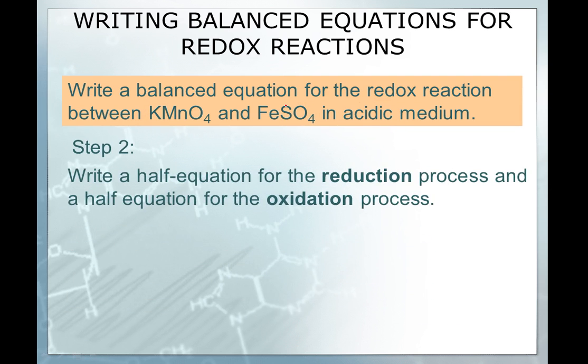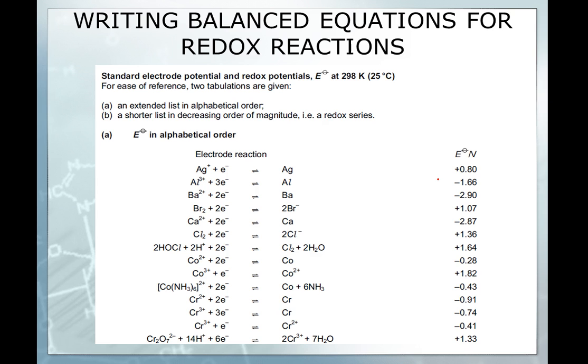In step 2, write the half equation for the reduction process and the half equation for the oxidation process. So now you need to refer to your data booklet. It's always easier to write the reduction process first, since your data booklet gives all your half equations as reduction half equations. Now you need to look at your data booklet, and this is the top of the data booklet. Notice everything is presented in alphabetical order.